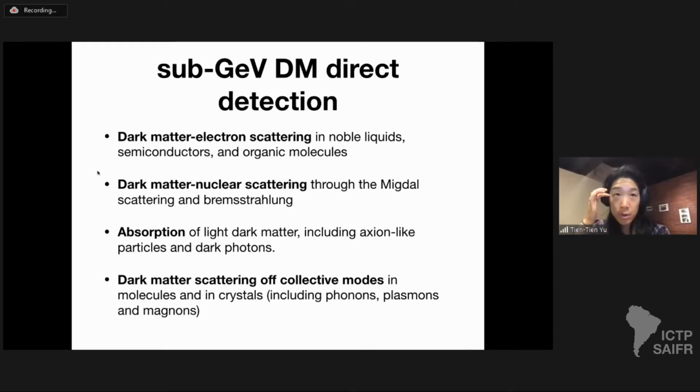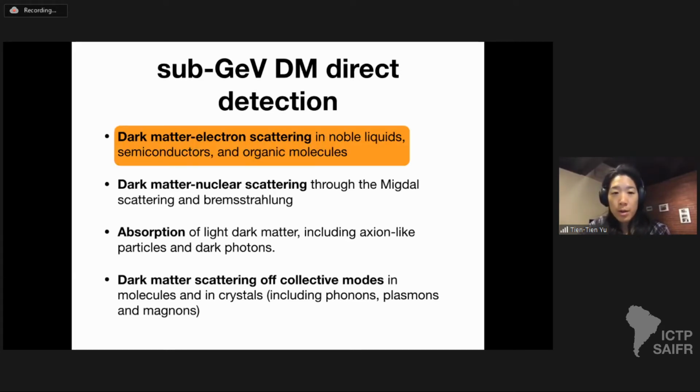What I'll focus on in this talk is dark matter electron scattering, dark matter nuclear scattering, absorption, and if there's time, I'll briefly mention dark matter scattering off of collective modes. So let's start with dark matter electron scattering, and we can use this method of looking for dark matter direct detection in a variety of different materials, such as noble liquids, semiconductors, or organic molecules.